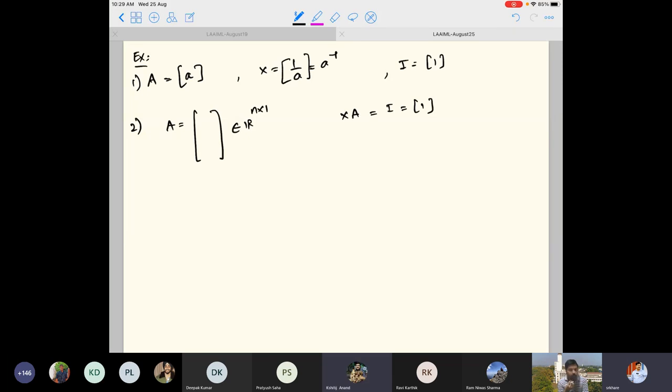Sir, the inverse of each element times 1 by n. So suppose A is 1, 2, 3. Then what you are saying is X is equal to 1, 1/2, 1/3, and then the whole vector multiplied by 1 by 3. If you multiply this, do you get XA equal to 1? 1 plus 1 plus 1, each multiplied by 1 by 3, you get 1.